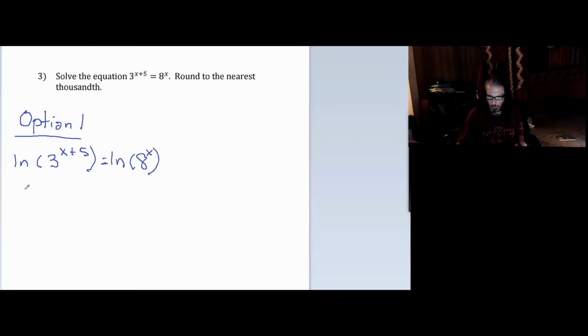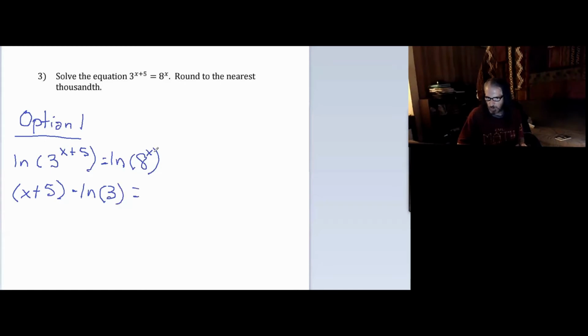Apply the power rule. Well, here you have to be very careful on this left-hand side. That entire exponent is natural log of 3. That entire exponent is x plus 5, I mean. And we have to apply the power rule for logarithms on the right-hand side as well.